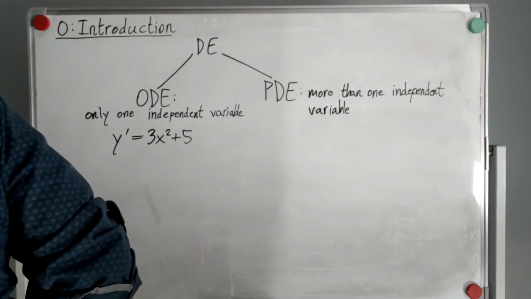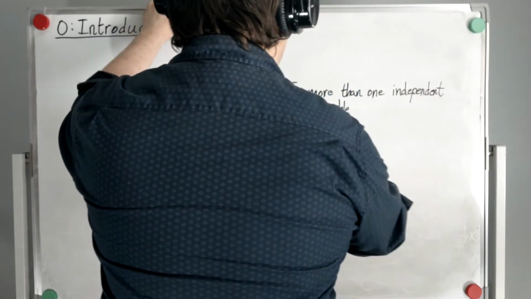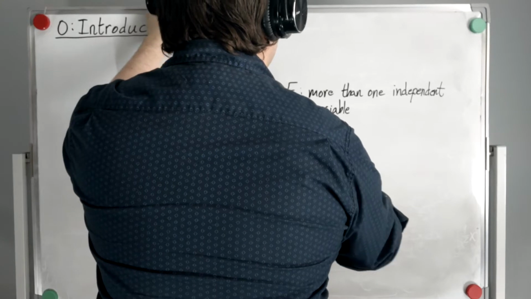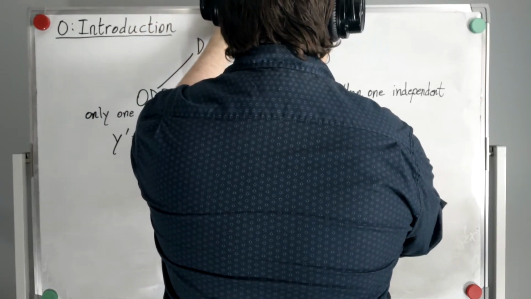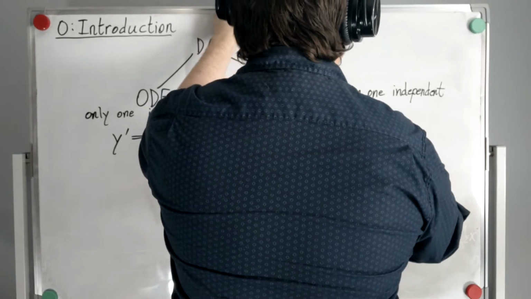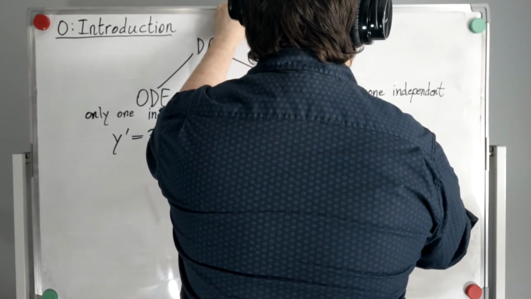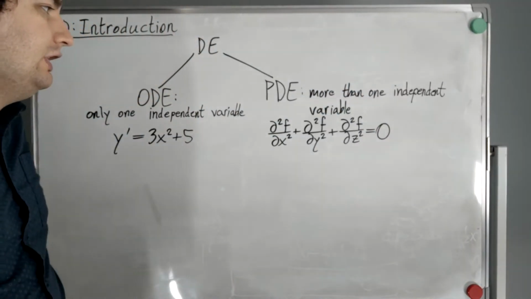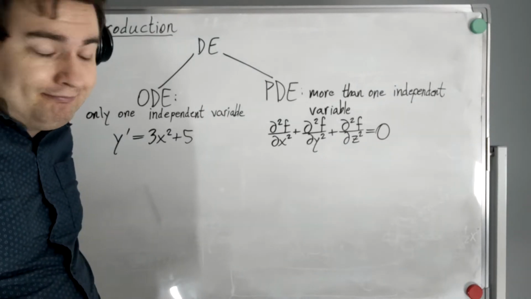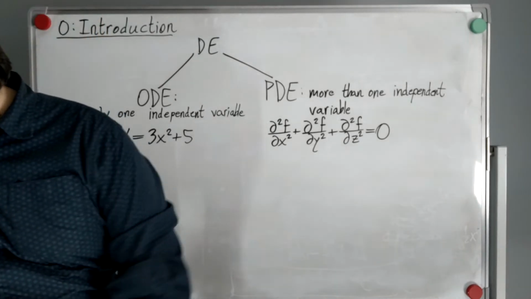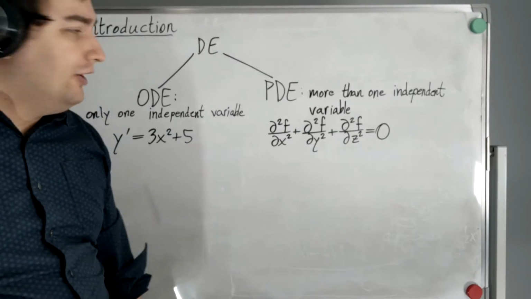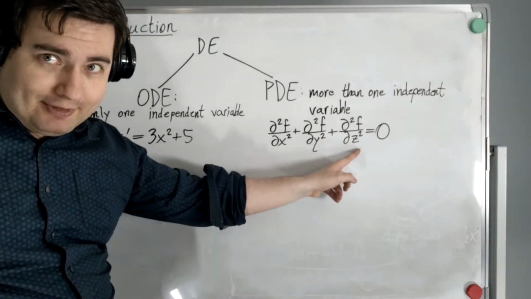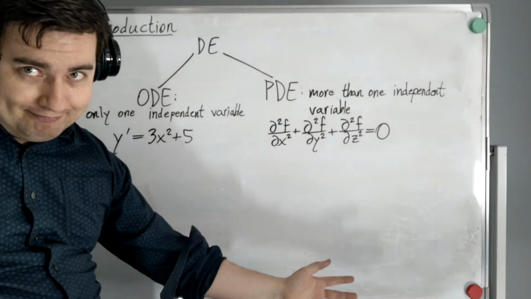And then on the other hand, let's look at a partial differential equation. A partial differential equation might be something like the second partial derivative of f with respect to x plus the second partial derivative of f with respect to y plus the second partial derivative of f with respect to z equals 0. That one's a lot harder. This is called Laplace's equation. And it's a lot harder because now you don't have just x, you have x, y, and z. And f, your solution, is depending on all of them. Okay?